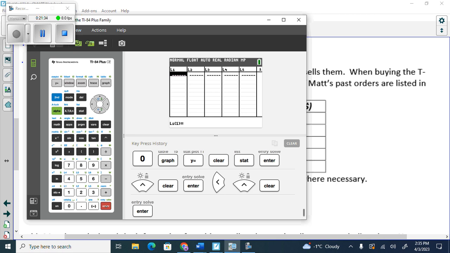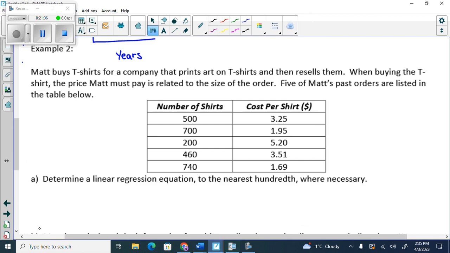Okay, so example 2, here it says, Matt buys t-shirts for a company that prints art on t-shirts and then resells them. When buying the t-shirt, the price Matt must pay is related to the size of the order. 5 of Matt's past orders are listed in the table below. Often when you buy more, things are cheaper, right? By quantity, that's just a thing. So here they want us to determine a linear regression equation to the nearest hundredth where necessary. So if it's a whole number, I don't have to go to the nearest hundredth, right?